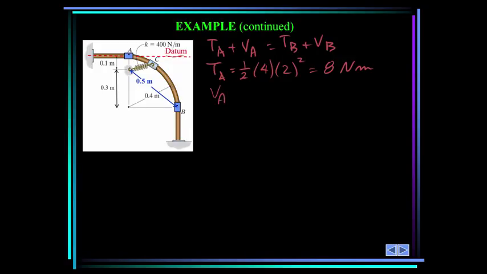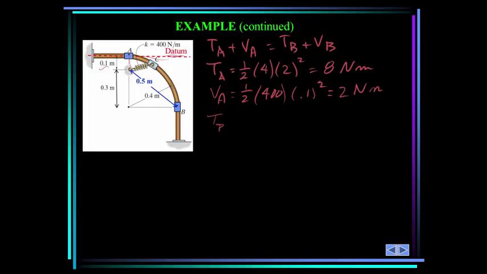Now the potential energy at A is only due to the potential energy of the spring, since A is level with our datum. So that would be 1/2 times K, which is 400 newtons per meter, times S sub A squared. Now S sub A is going to be the amount that the spring is compressed or extended at point A. So at point A you can see that the spring length is 0.1 meters. We were told the unstretched length was 0.2 meters, so the spring is compressed by 0.1 meters at that point A. So this equals 2 Newton meters.